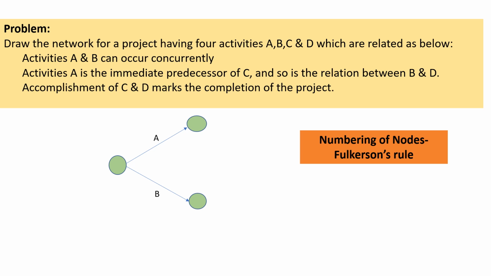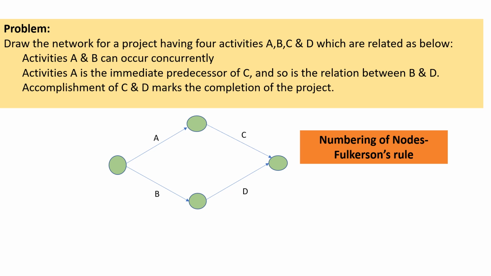Activity C's immediate predecessor is A, so C is represented by an arrow. Activity D's immediate predecessor is B, so here we have D. Activities C and D mark the completion of the project. That means there are no other activities, and therefore when C and D are completed, the project is completed. Therefore there is one end event where activities C and D merge.